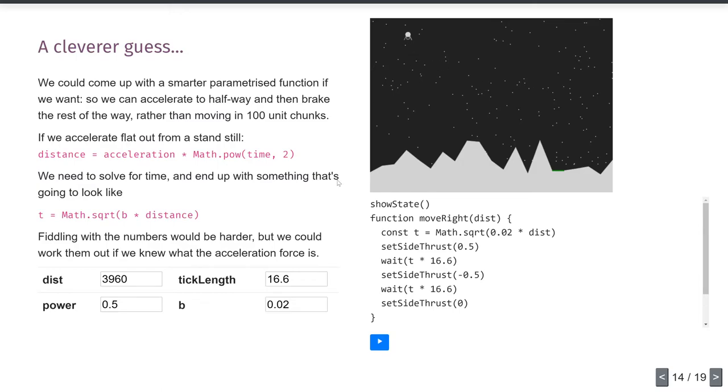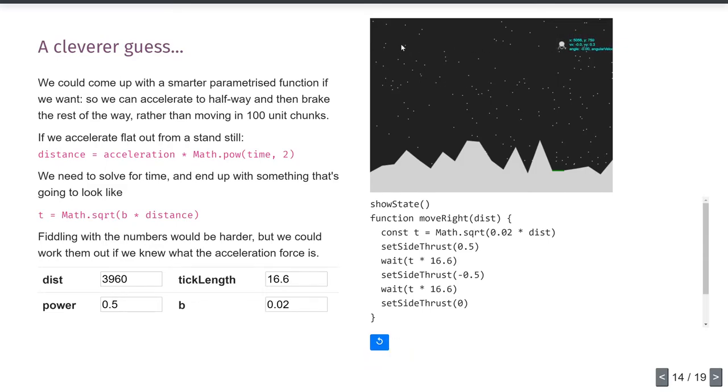Okay, in which case, if I wanted to solve for time, I could take the distance and the half over here, and so the time is going to be the square root of some number times the distance, where that number is dependent on what our acceleration is. Now, in this case, I happen to have set this up, so it should work pretty well straight off the bat. So that just accelerated halfway and slowed down halfway.